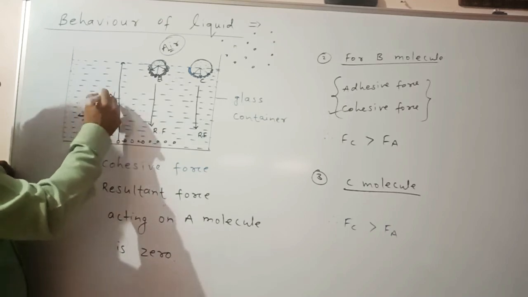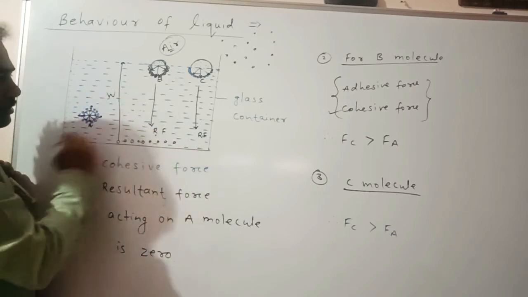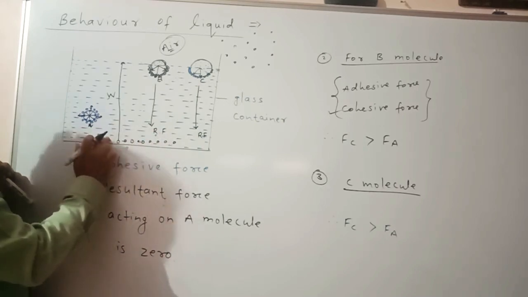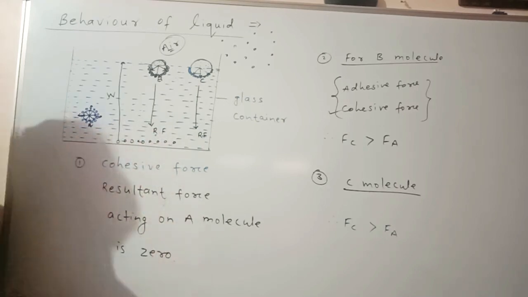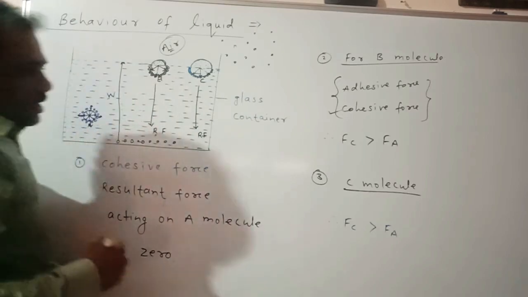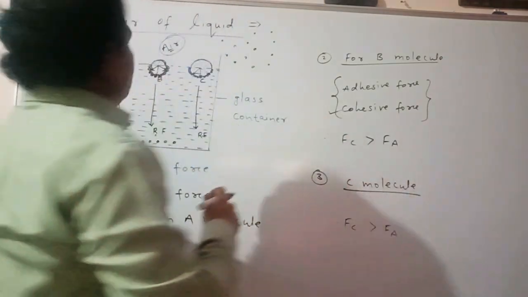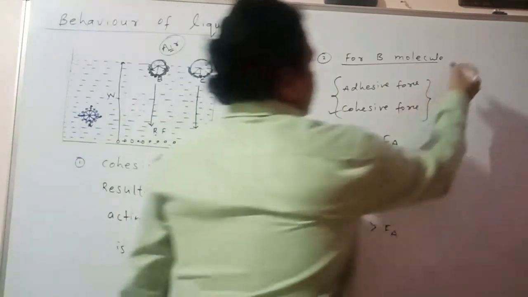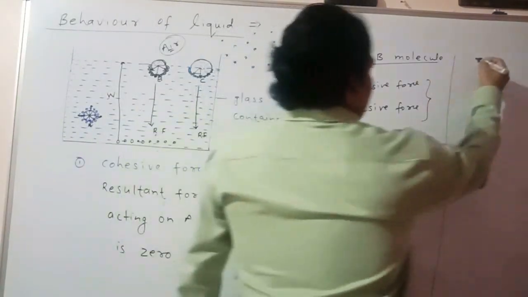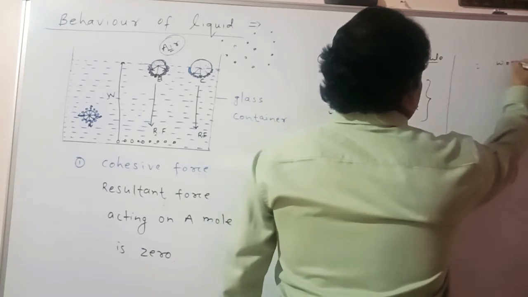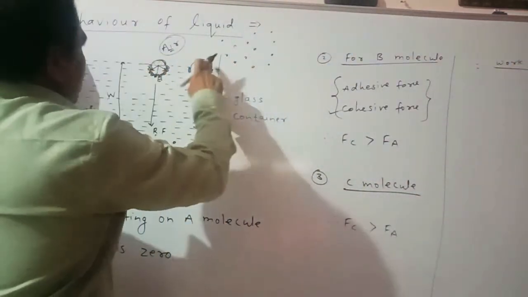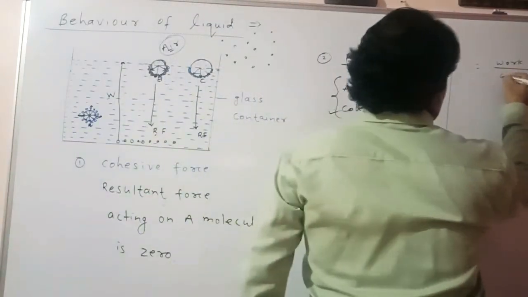Now the direction of work done and the direction of the resultant force are exactly opposite to each other. So whatever work is done, that work is done upon the surface area of the water.